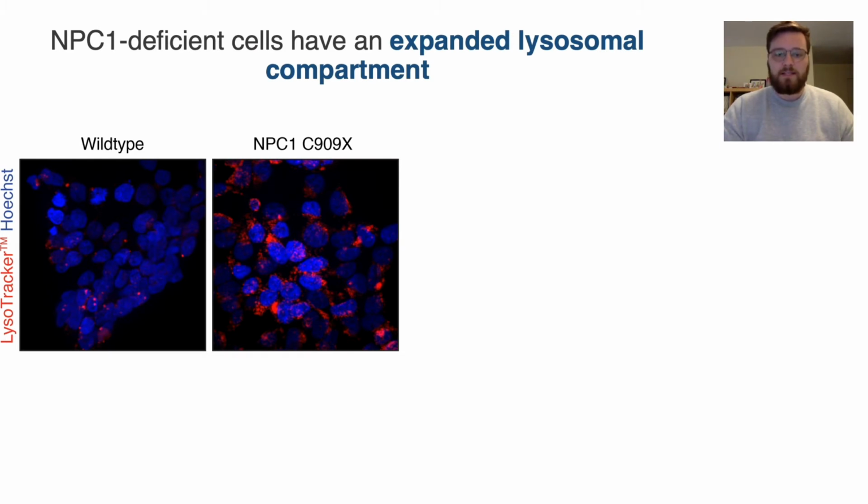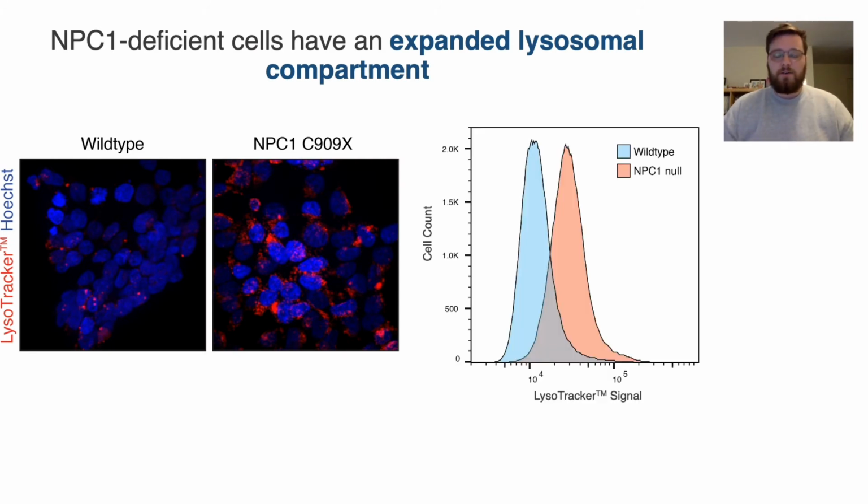The great thing about this is that it seemed to translate well to a FACS-based assay. So by performing fluorescence-activated cell sorting on these cells, you can tell there's a pretty distinct separation between the wild type and NPC1 null cells. What I was further interested in, though, before continuing, was understanding the sensitivity of this assay.